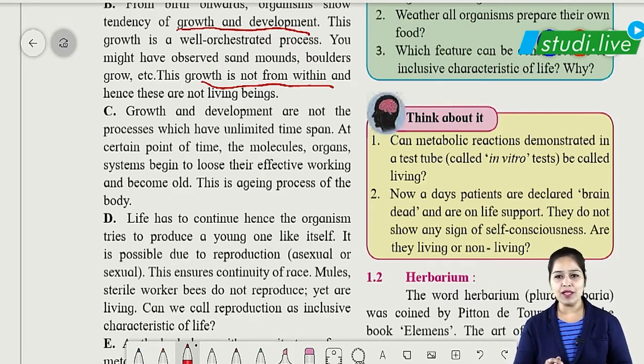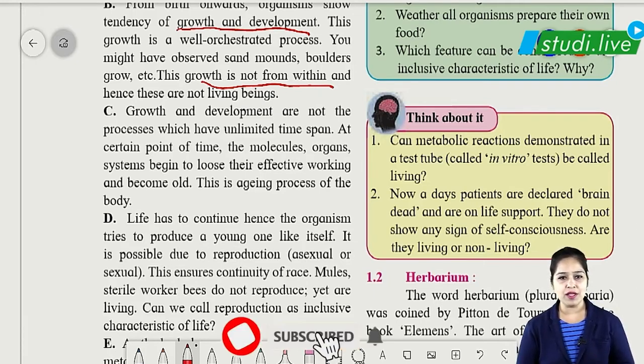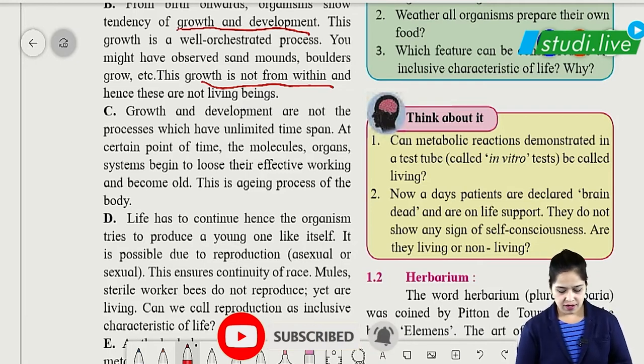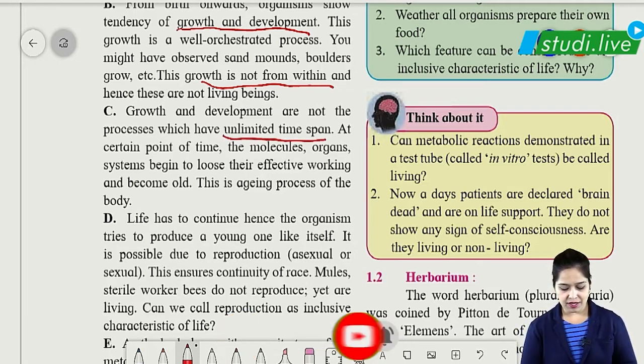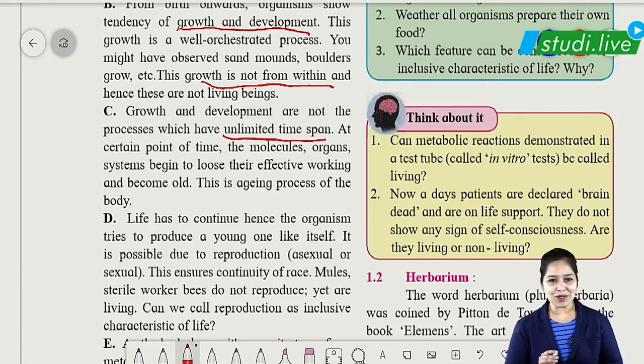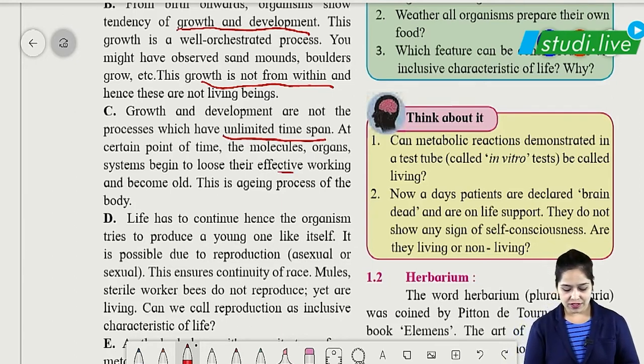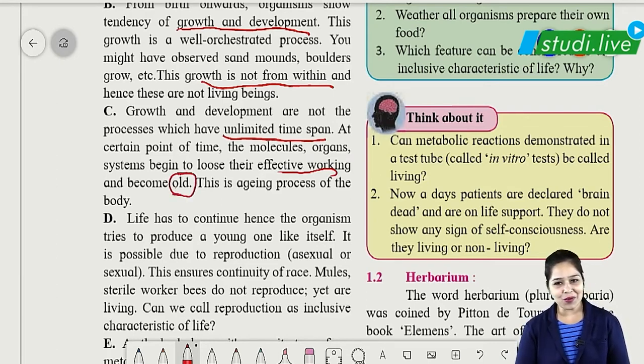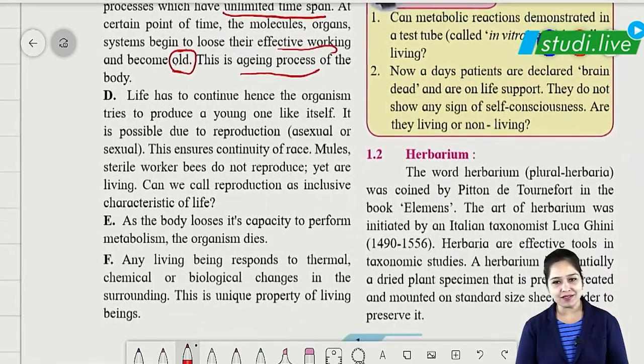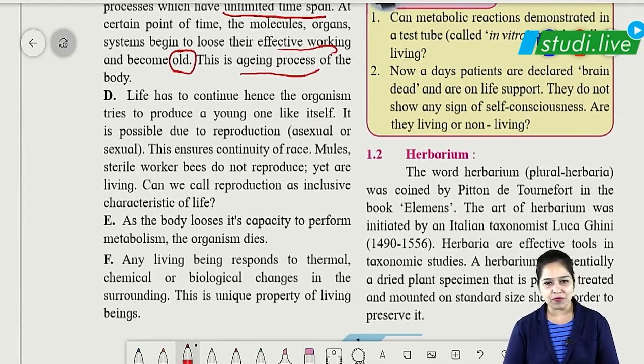So in our body, growth is not for an unlimited lifespan. That is, we have to become old, and that process of getting old is called aging. So we'll say here that growth does not occur for an unlimited lifespan. After a particular age, all our organ systems start losing their efficient working, and that is the time we become old. This is called the aging process of the body, which means we have become old and our systems and organs will lose their effective functioning.